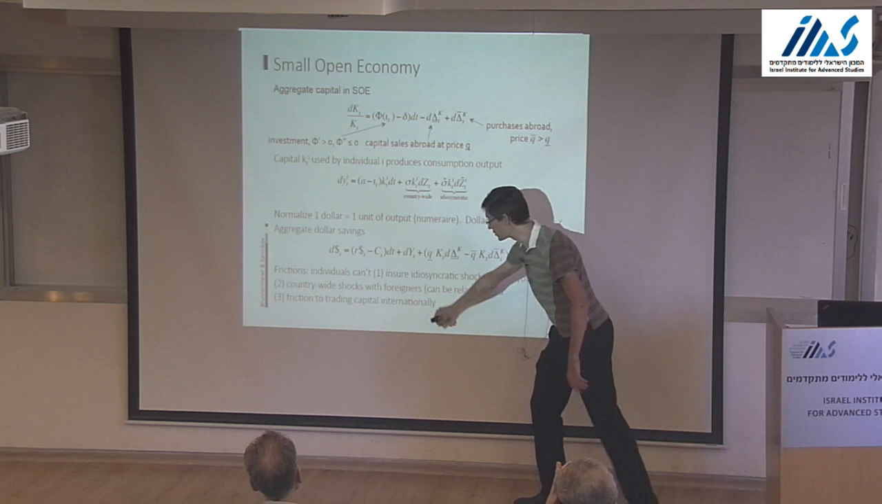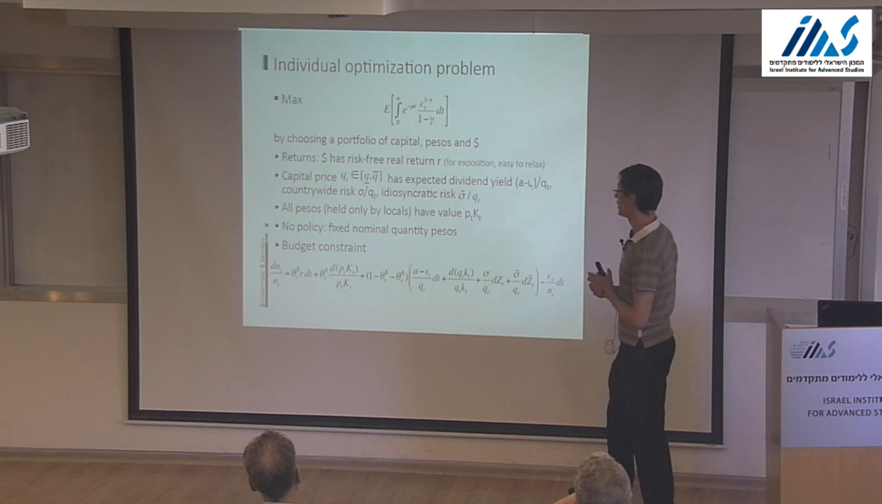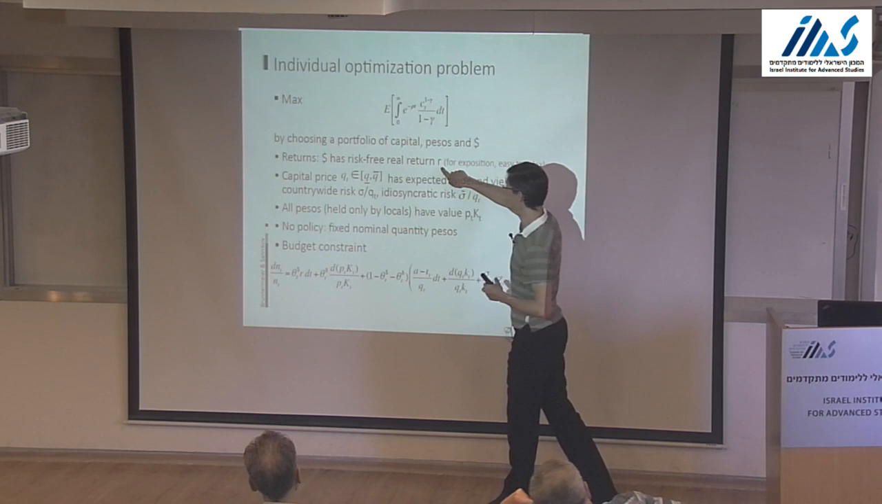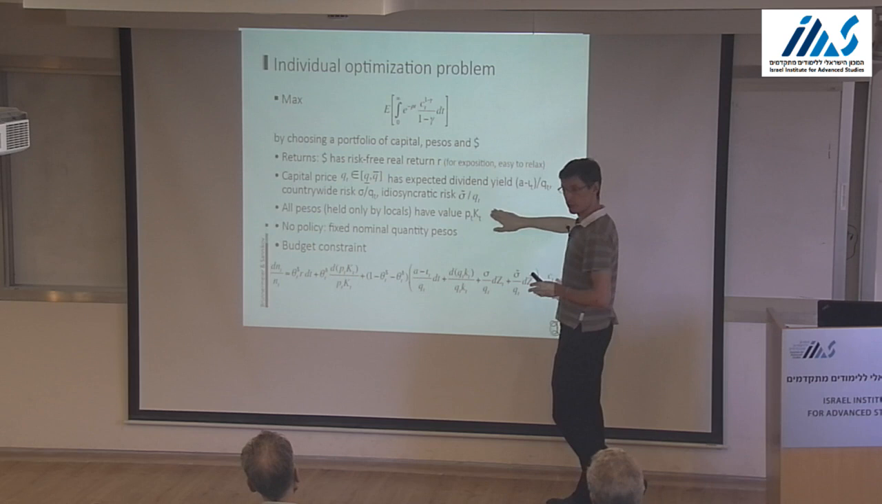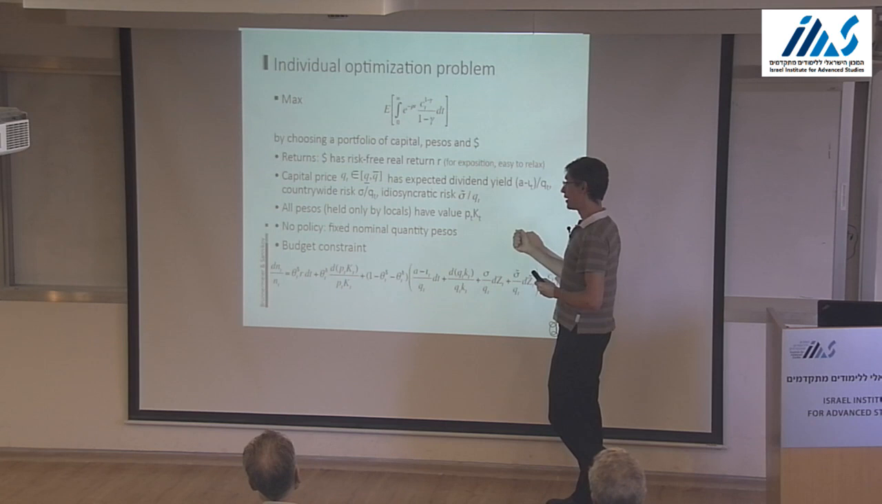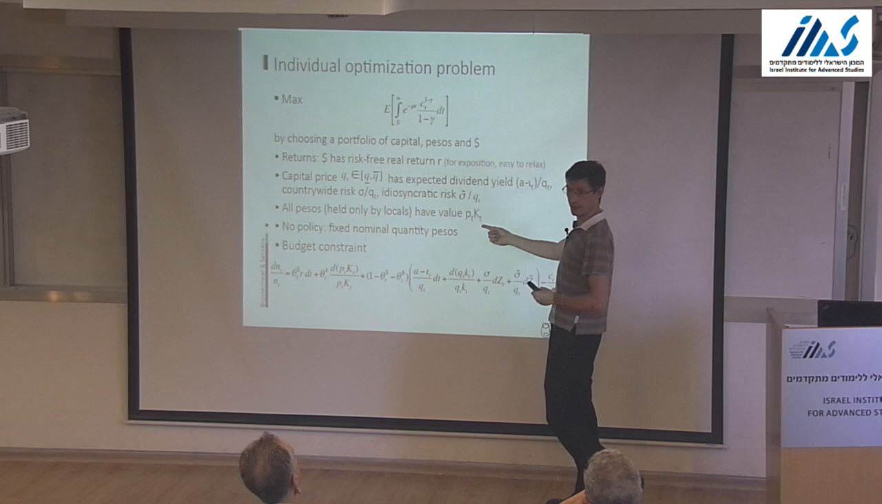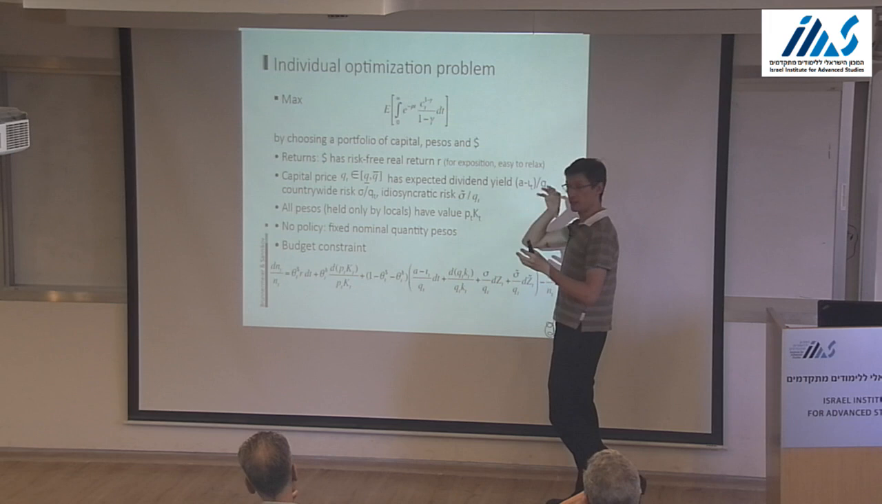So people have CRRA utility. They can save in dollars with risk-free return R. They can save in capital with the type of return that we've seen in other models. And what's different here is that there are also chips, pesos, that can have value in a small country, and people can save chips against the idiosyncratic risk as well as the dollar. In the baseline version, the number of chips is fixed.